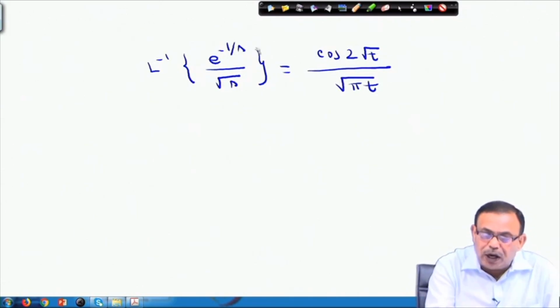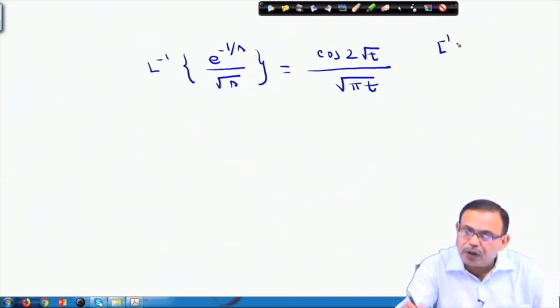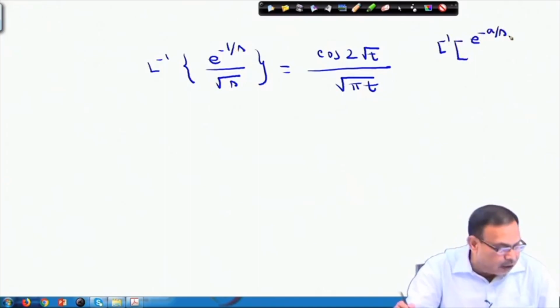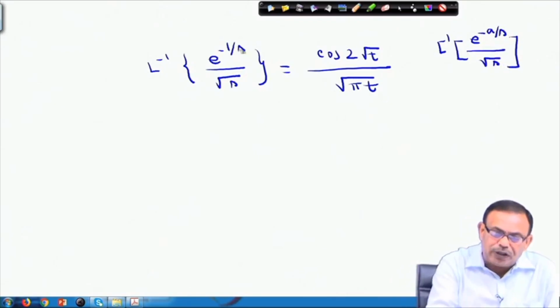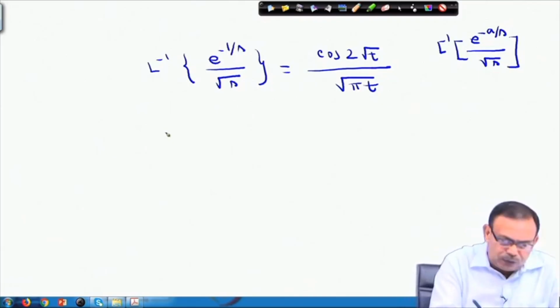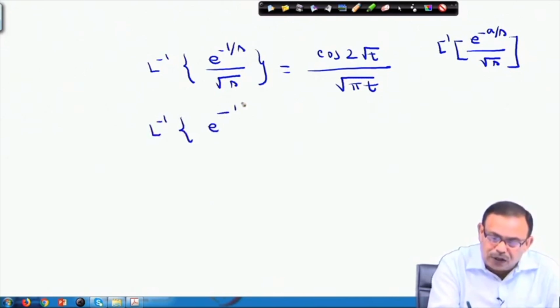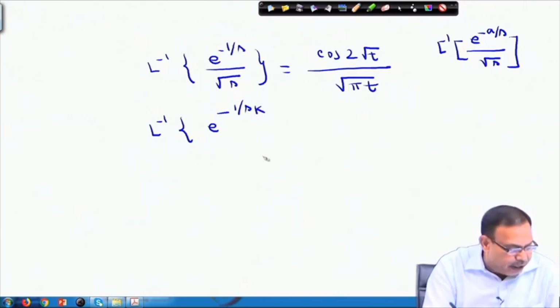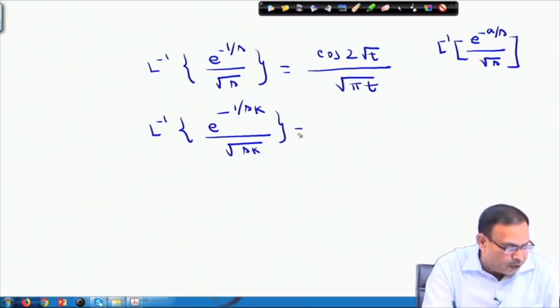So, now here what I have to do, s should be replaced by which quantity, so that I can get, please note this one, I have to find out the Laplace inverse of e power minus a by s by root over s. I have to find out this thing. That means, s should be replaced by something, s by k or whatever it may be. So, from here what I can write down, the Laplace inverse of e power minus 1 by s k, that is, if s is replaced by s k, root over s k. In this case, what will happen?